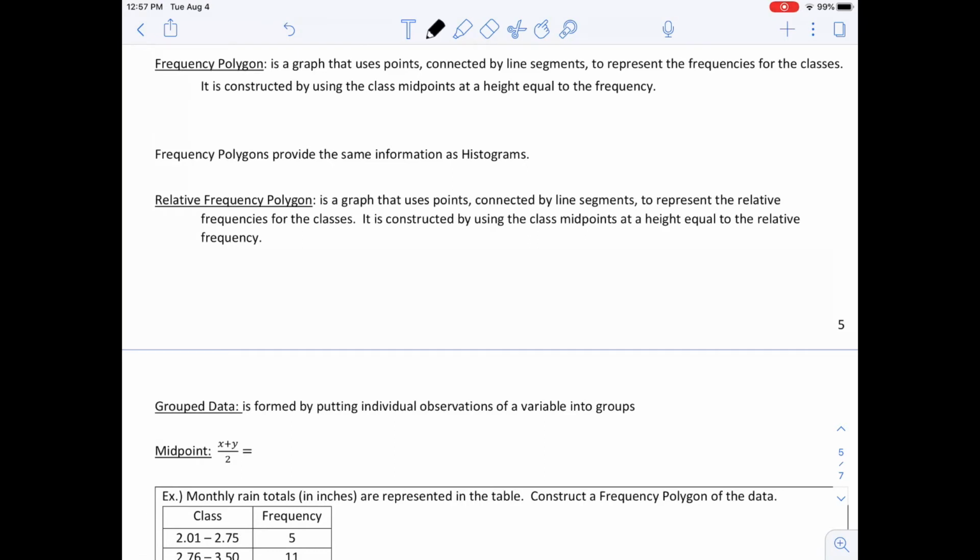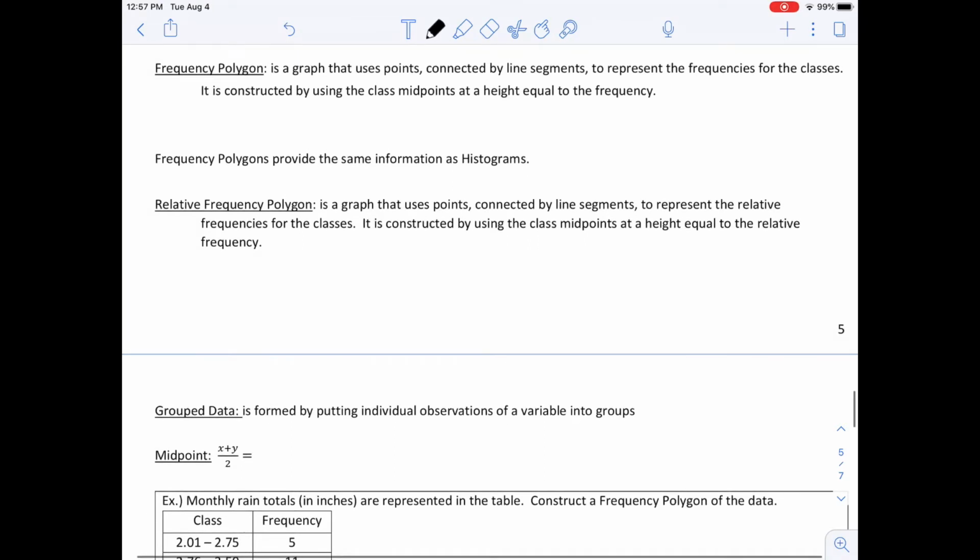Then we have what's called a frequency polygon. This is a graph that uses points connected by line segments to represent frequencies for the classes. It's constructed by using class midpoints and heights equal to the frequency. So when we do these graphs, we're going to be using midpoints, and then we're also going to be using frequencies. And it says frequency polygons provide the same information as a histogram.